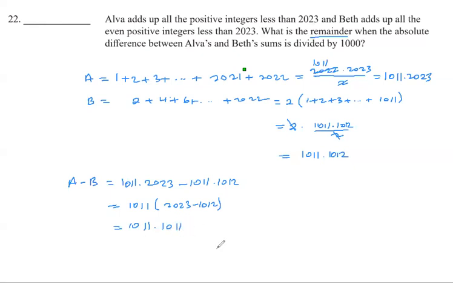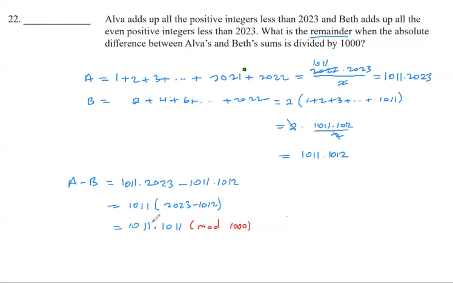So at this point, if you are looking for the remainder when you divide by 1000, you can just multiply 1011 by 1011 and look at the last 3 digits, which gives the answer. But instead of doing this, we can just use modular arithmetic, where I can take the mod 1000.